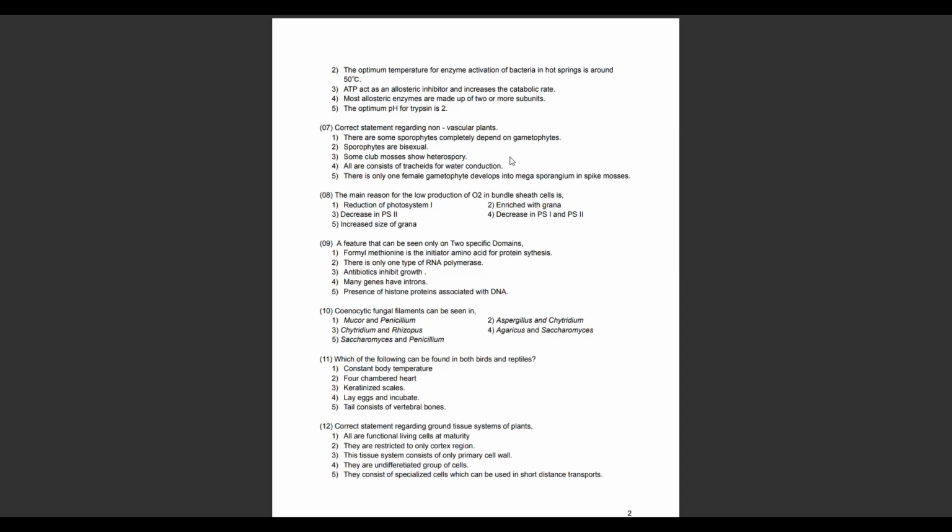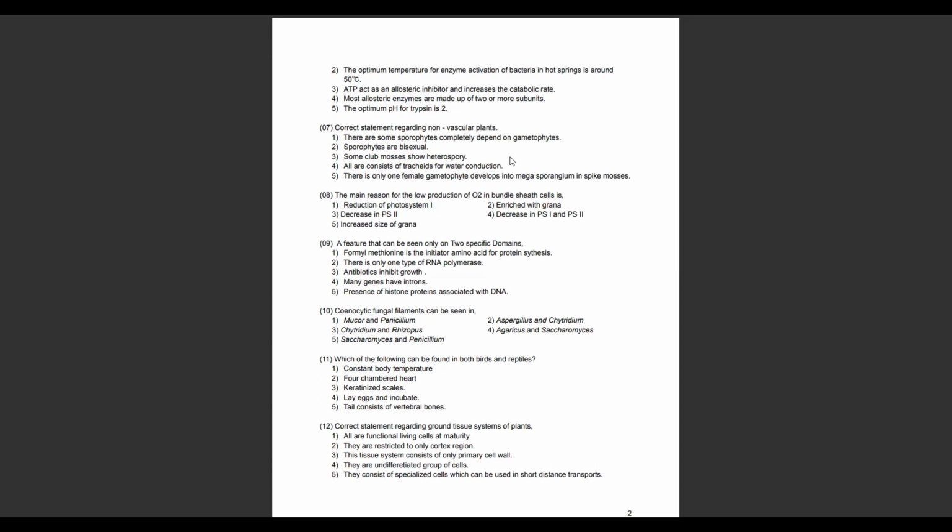So here, ATP acts as an allosteric inhibitor and increases the catabolic rate? No, it does not increase the catabolic rate, right? It stops that reaction, that is, it stops the catabolic reaction that makes ATP. Fourth one, most allosteric enzymes are made up of 2 or more subunits. Yes, right? Enzymes regulated by allosteric regulation are made up of 2 or more subunits. Each subunit is composed of a polypeptide chain with its own active site.